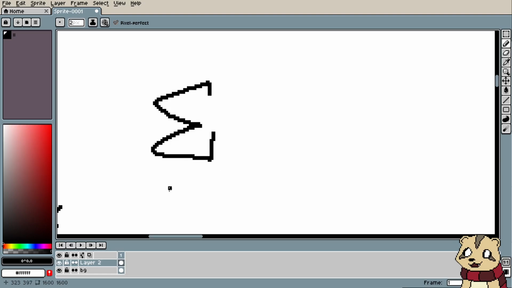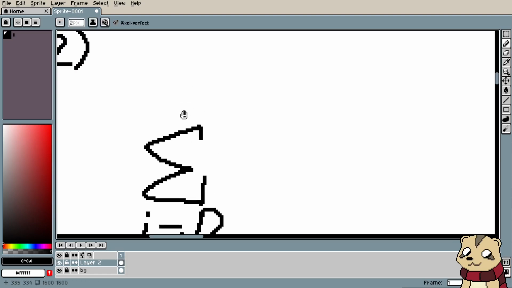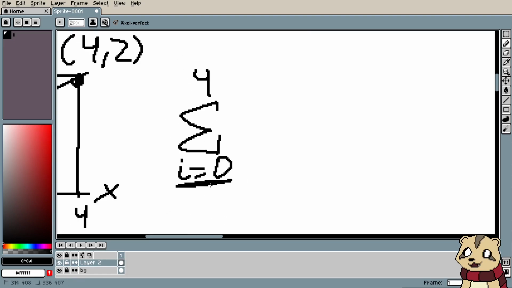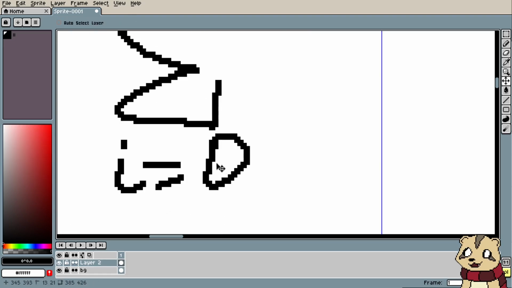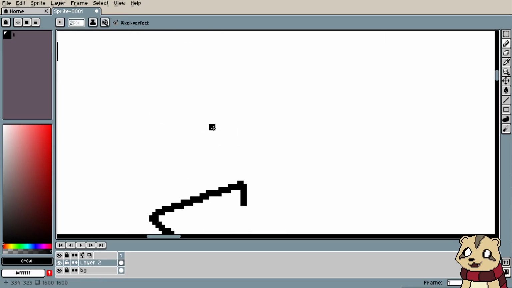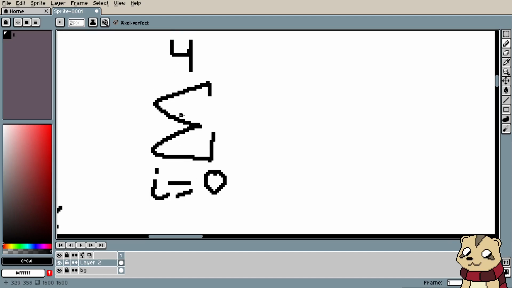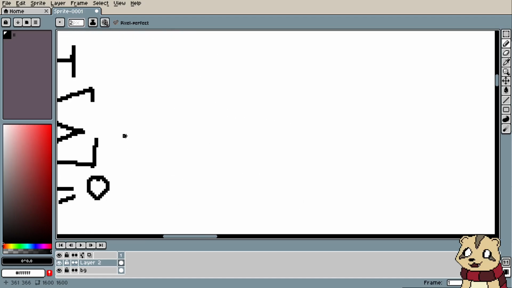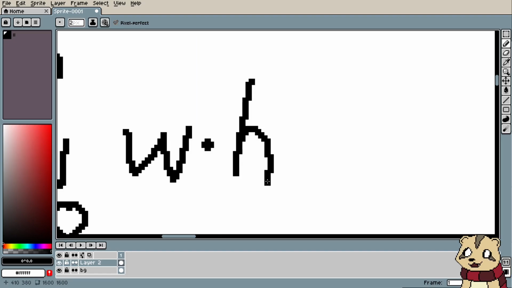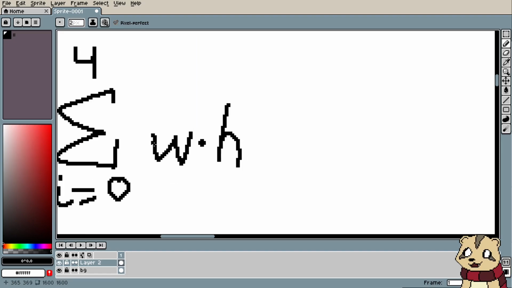If you don't know sigma notation, a quick refresher, this means we're going to start at 0, and we're going to have this variable here. I don't know if maybe you've done programming, this would make a little more sense. We set i to 0, and we're going to iterate it up until we hit 4. In this case, all we're doing is summing rectangles. The area of a rectangle is just width times height.